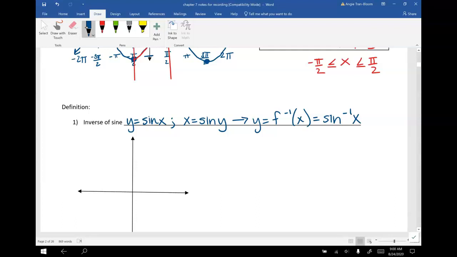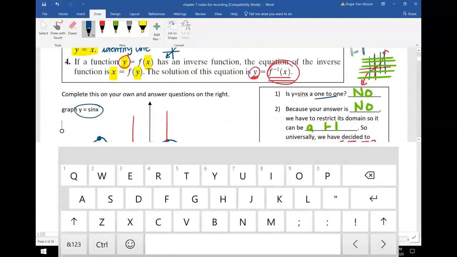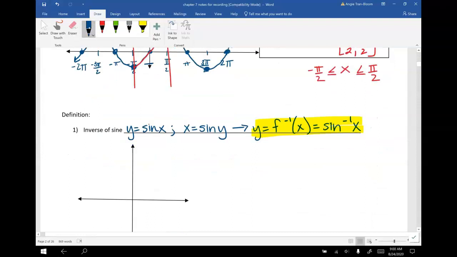Well, for this function, this is the inverse function right here. We need to state the domain and range of the inverse, and it's super important that you understand this part.